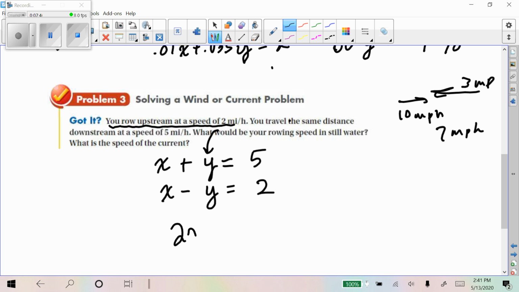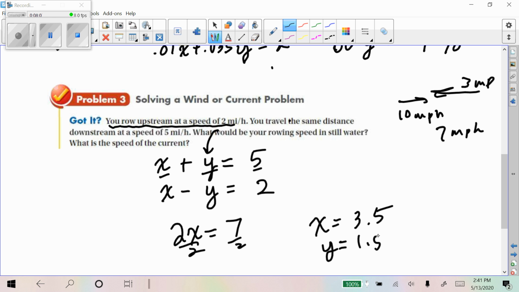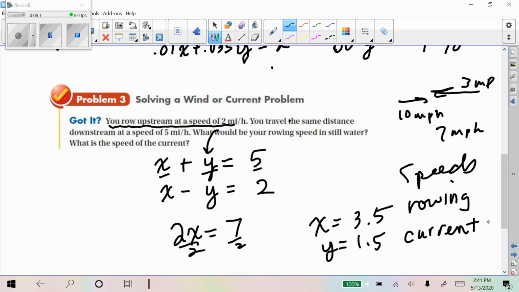Now, obviously, elimination is going to be awesome here because you have a plus y and a minus y, so I can just add the two together, and I get 2x equals 7. Dividing by 2 gives me x equals 3.5. And so that's my rowing speed. Since they add up to 5, my y would be 1.5, which is the speed of the current. So these are my speeds: this is my rowing speed, and this is my current speed.